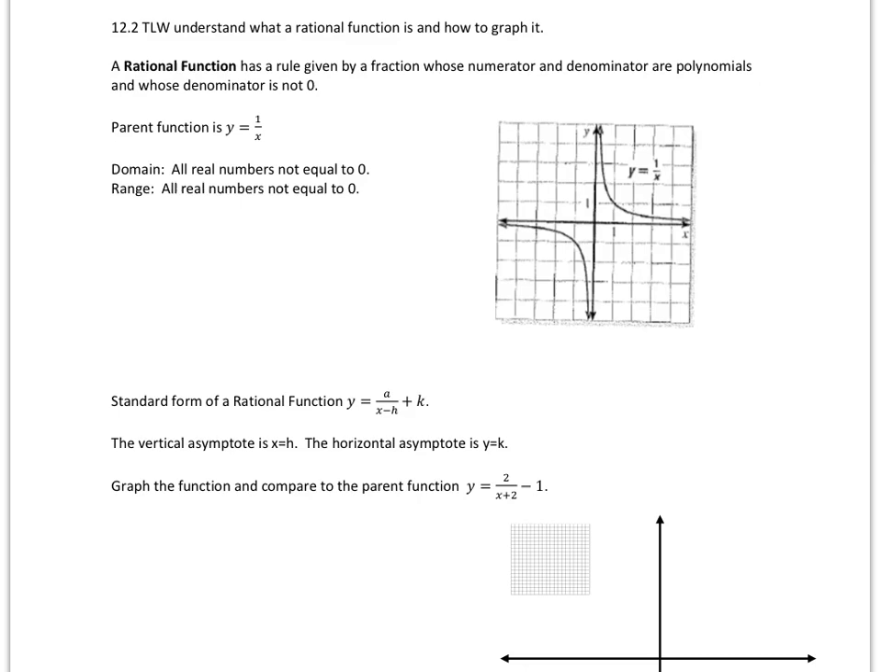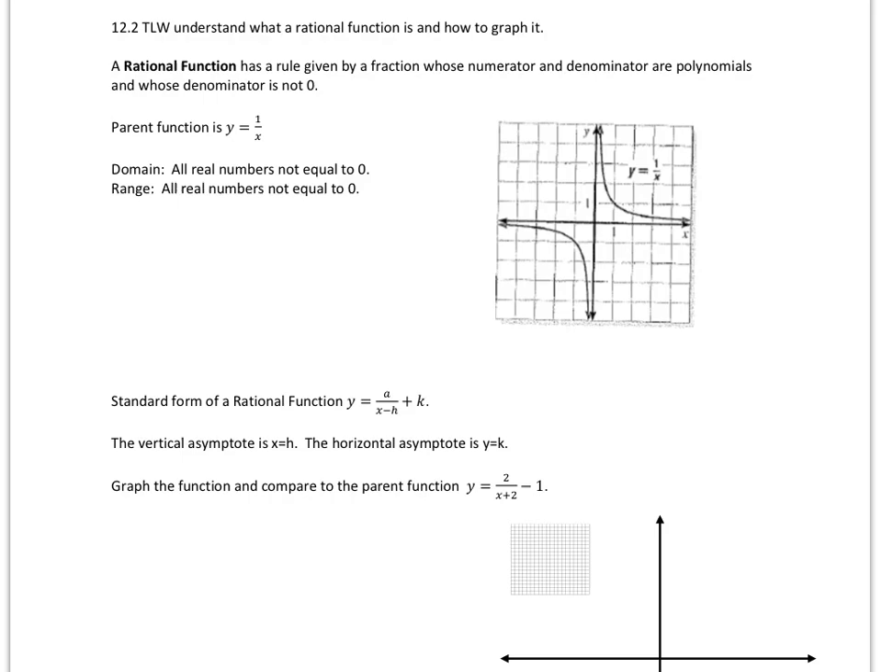Alright guys, today's goal: the learner will understand what a rational function is and how to graph it. A rational function has a rule given by a fraction whose numerator and denominator are polynomials and whose denominator is not 0. I've mentioned that many times.